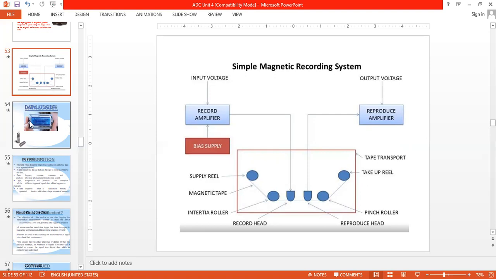What is the disadvantage of the magnetic recorder? We cannot do a large number of recordings. At most you can do it 10 or 20 times. After that, the magnetic tape will be damaged. So you go for data loggers.